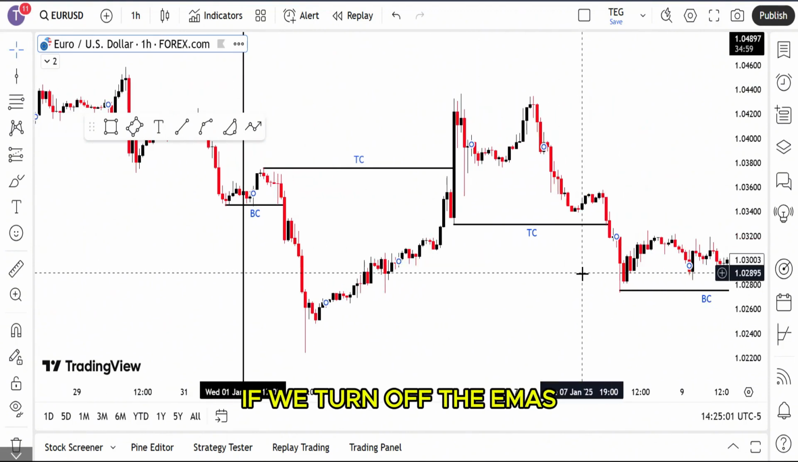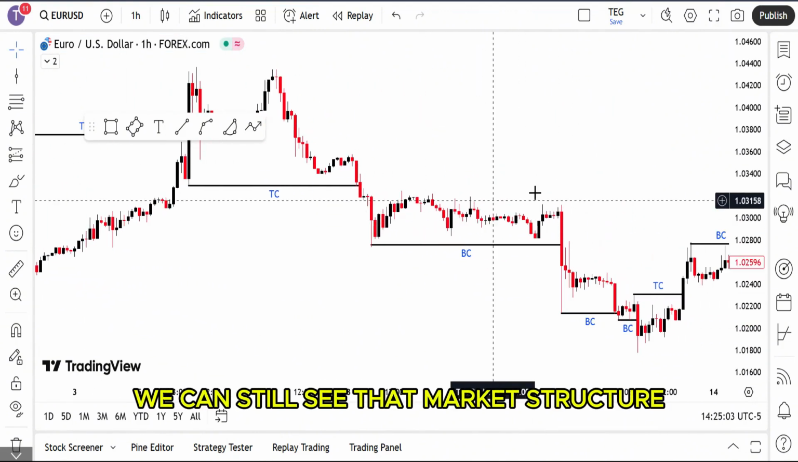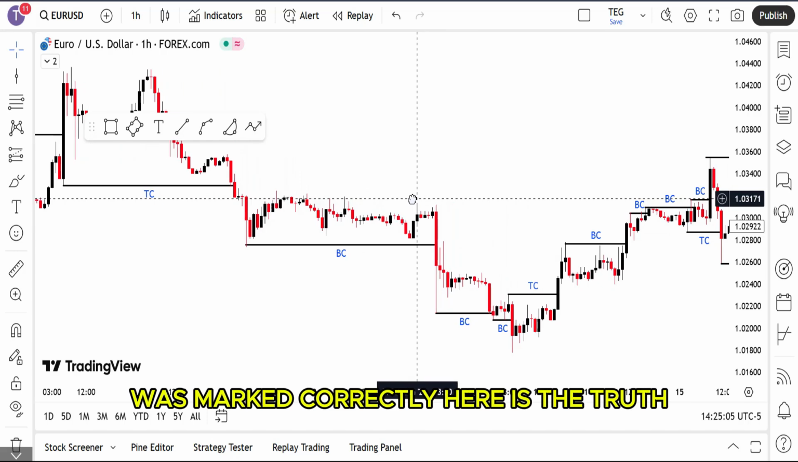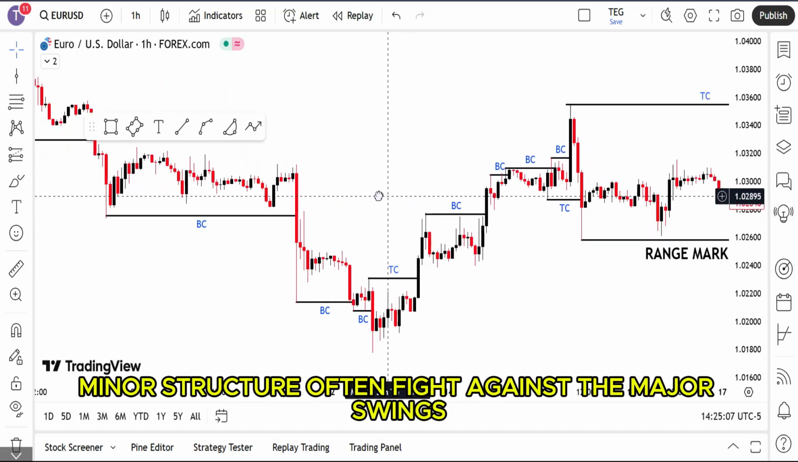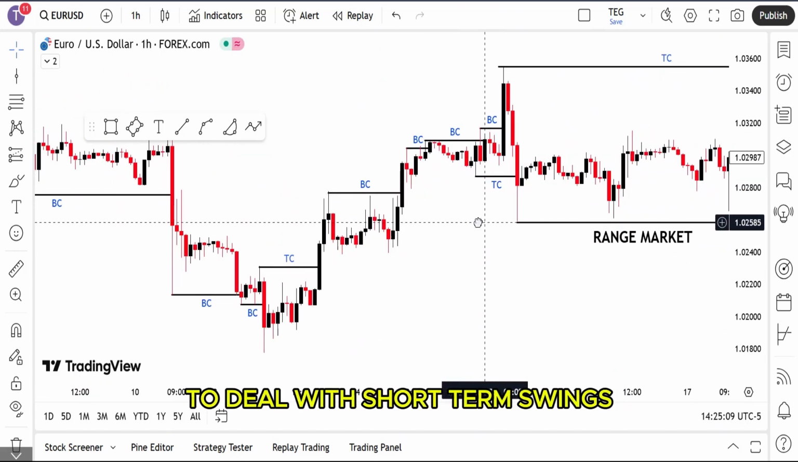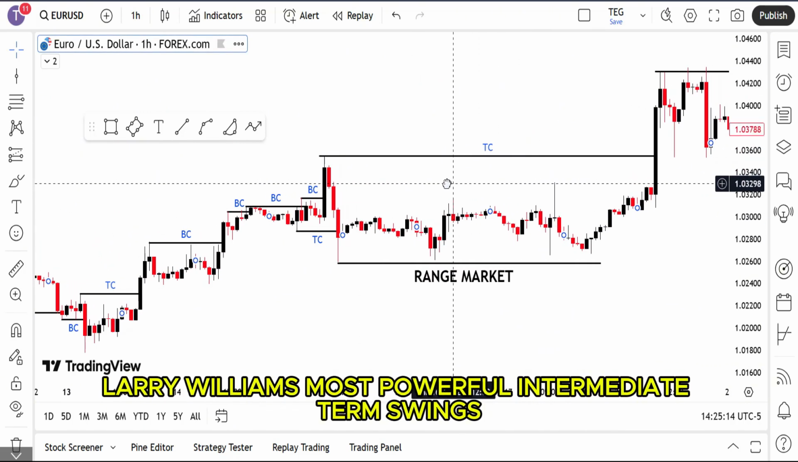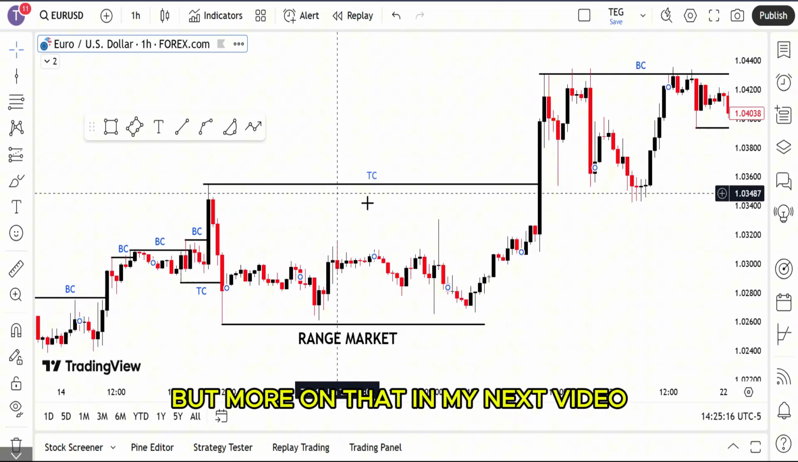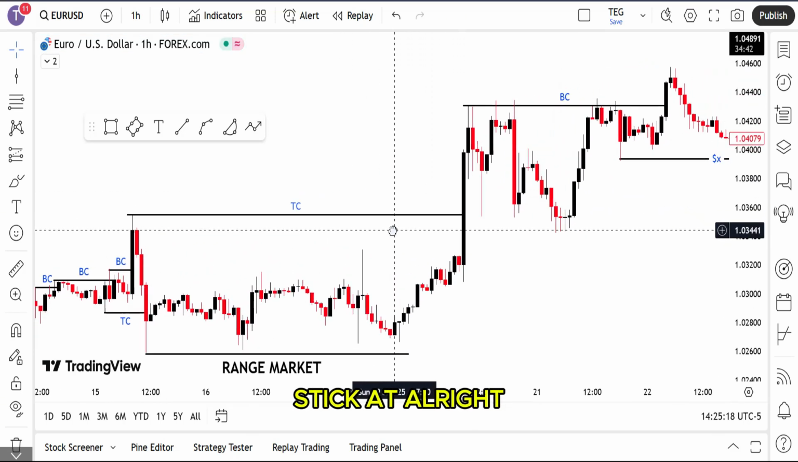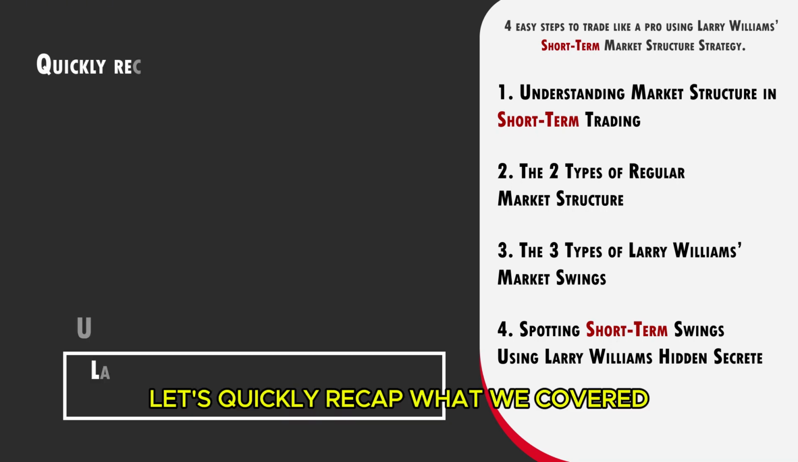If we turn off the EMAs, we can still see that market structure was marked correctly. Here is the truth. Minor structure often fights against the major swings. To deal with short-term swings, I will introduce you to Larry Williams' most powerful intermediate term swings, but more on that in my next video. Alright, let's quickly recap what we covered.